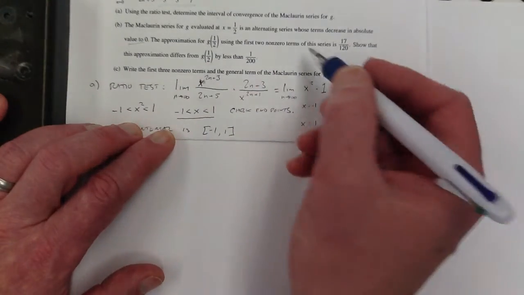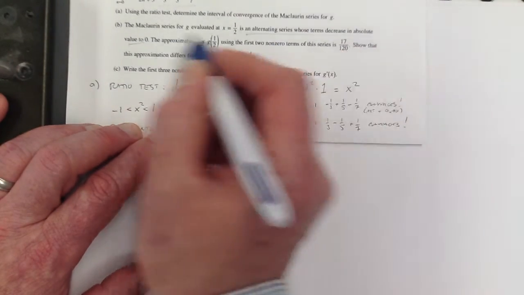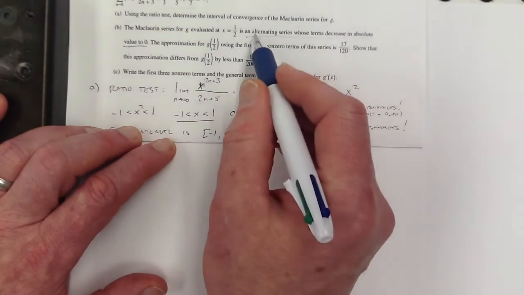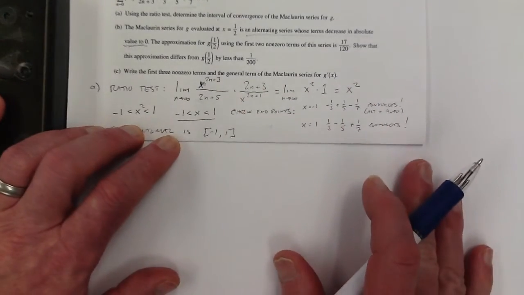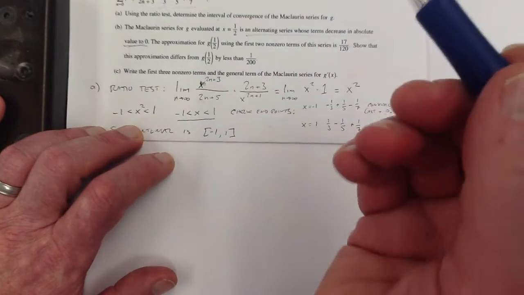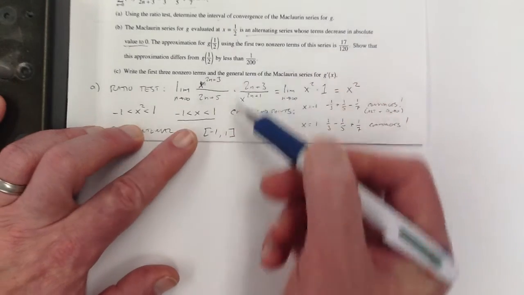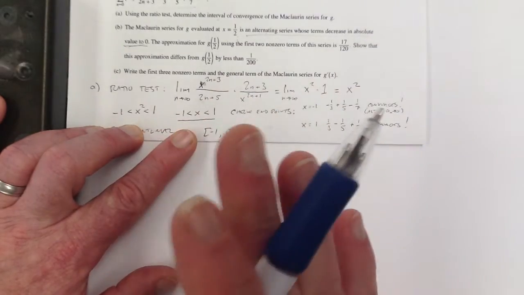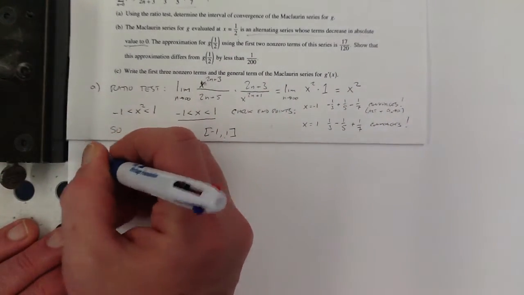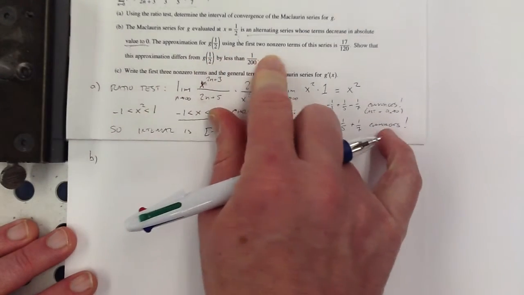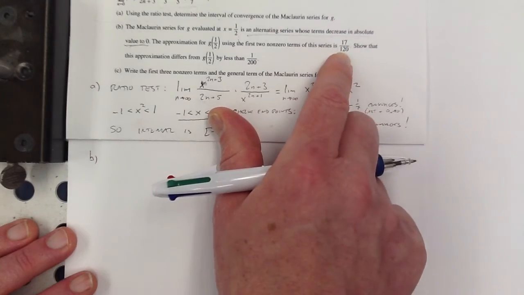Why are they saying this? They're saying this because they don't have enough points to give out in the 3 parts of this problem to assign points to you saying that. So they're telling us that it's alternating and the terms are decreasing, so that means it does converge. So even if you messed this part up and you didn't realize that 1/2 is in the interval of convergence, they're telling you this so that you don't have to say anything about that. So the approximation for G 1/2 using the first 2 non-zero terms of this series is 17/120.